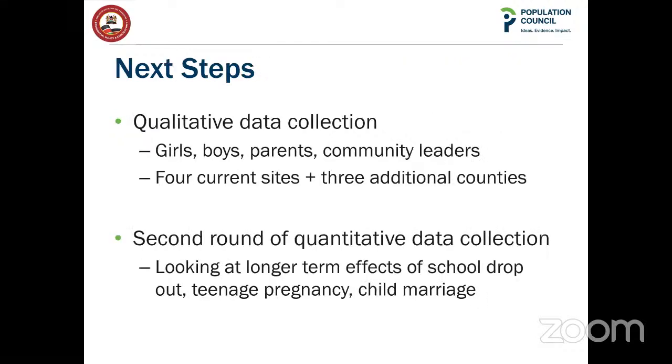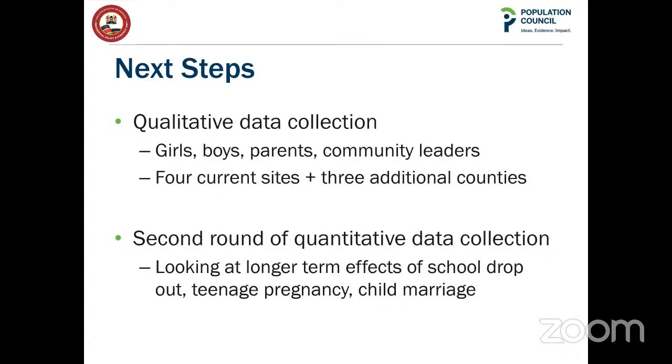So next steps, we're planning to collect qualitative data to verify the findings that we have so far. We'll be interviewing girls, boys, parents, and community leaders across the different sites, and we'll be adding a few more additional counties. And then we'll also be carrying out a second round of quantitative data collection early next year. We'll be looking at the longer term effects of school dropout, teenage pregnancy, and child marriage.